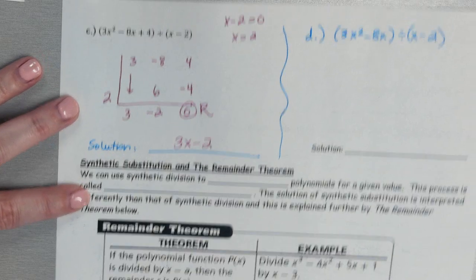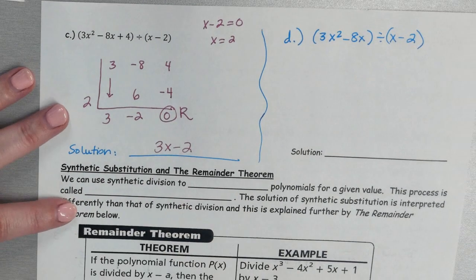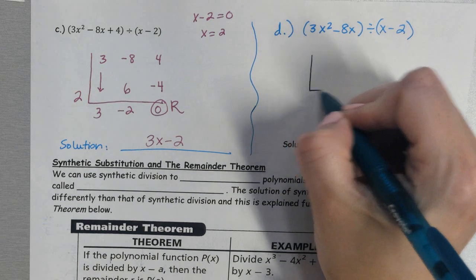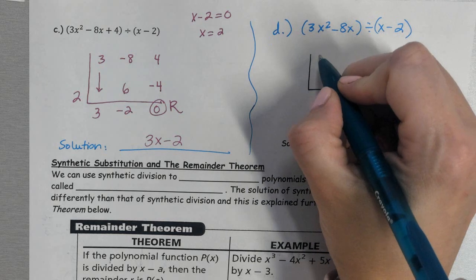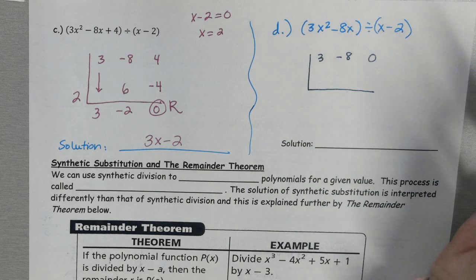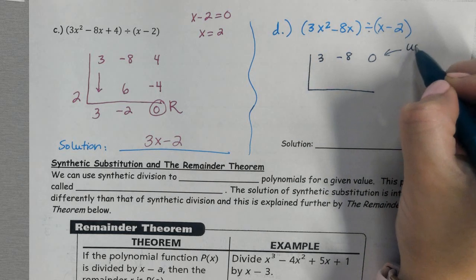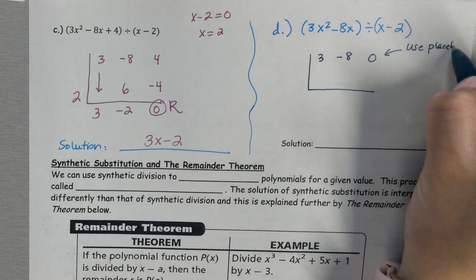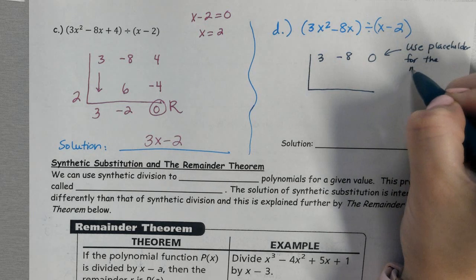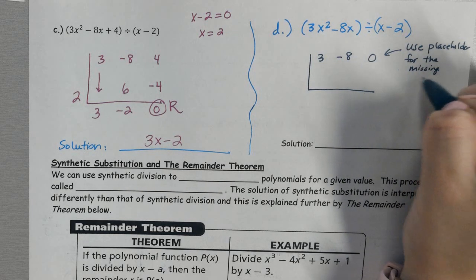Okay, so it's okay if you don't have a remainder. It's just going to be the 3x minus 2. Now, the reason why I asked you to do this one as well is because if you're missing a constant, this would be 3, negative 8, and you have to put a 0 here. Use a placeholder for the missing constant. You have to.